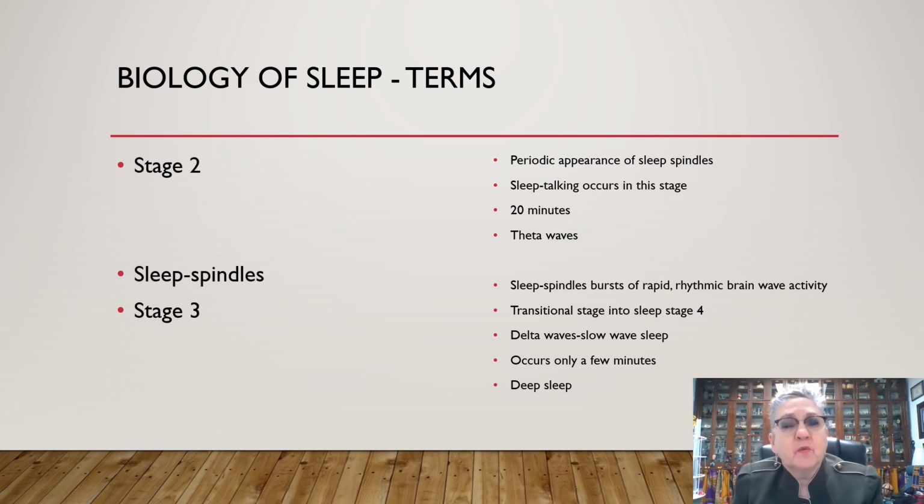There are usually theta waves mixed in with the K complexes or sleep spindles. Sleep spindles are a rapid burst of brainwave activity. Stage 3 is a transitional stage into stage 4. Delta waves occur, slow wave sleep. It occurs for only a few minutes before deep sleep. So again, when we get into the definition of our night of sleep, what's normal and abnormal, we'll look at the different ways.